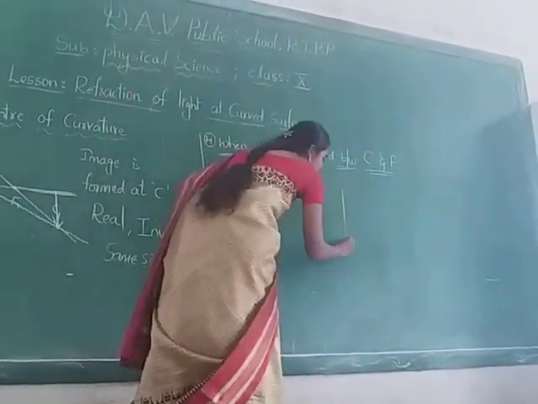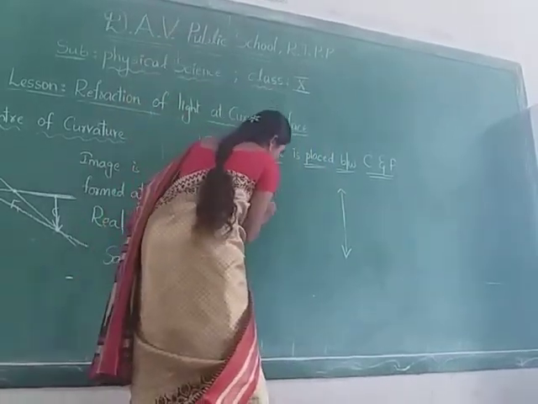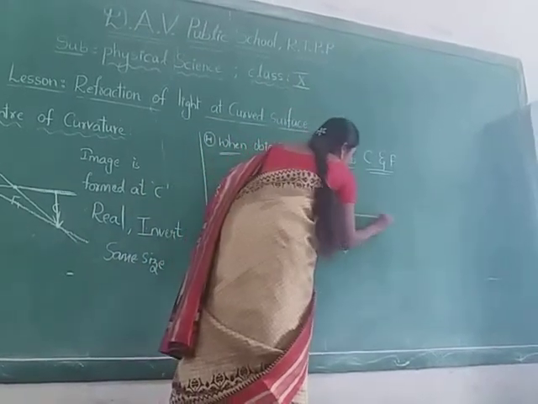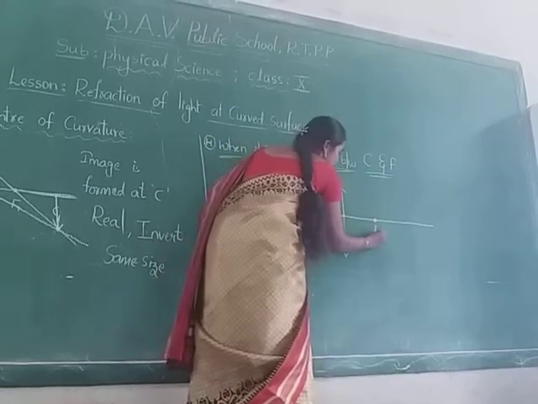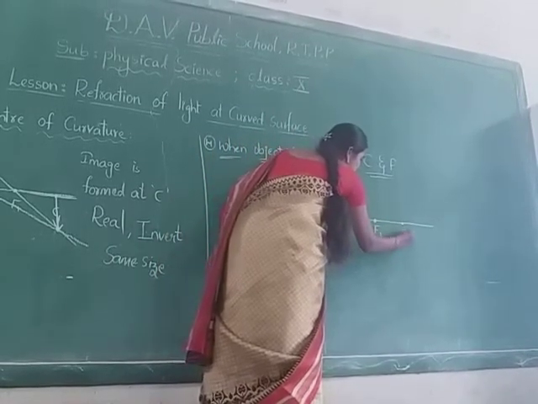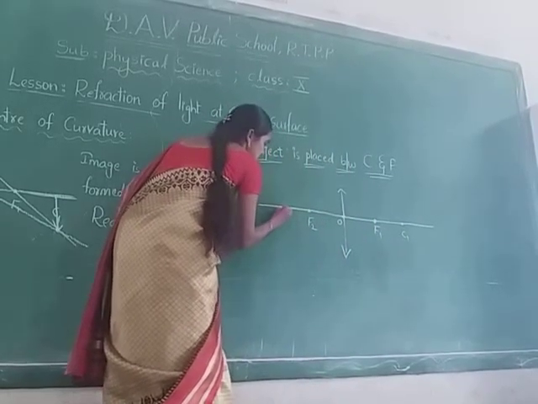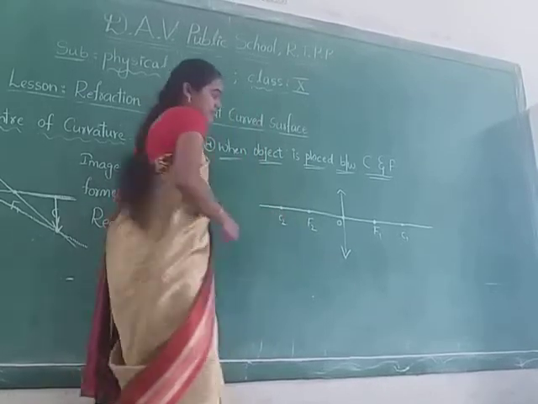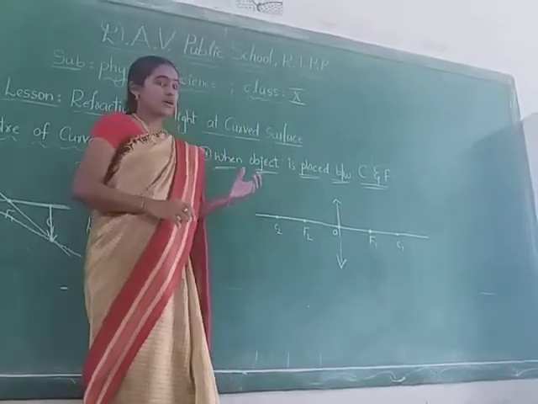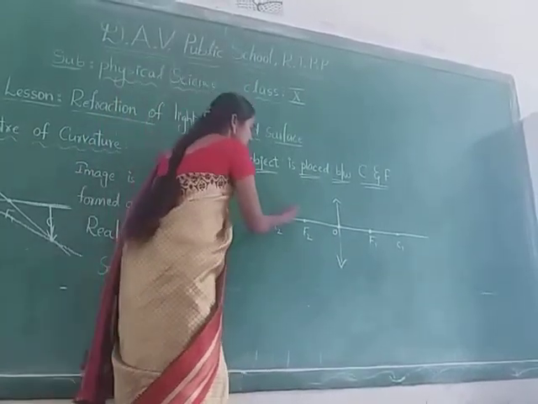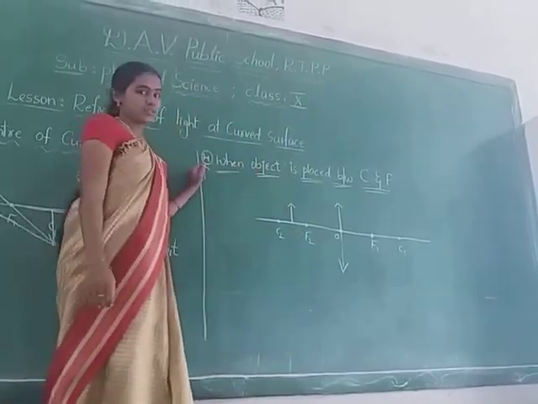What we have to do? We have to draw the lens, and then we have to draw the principal axis. This is the center of curvature. To get better results, we have to maintain equal distances. If we take a scale, it will be accurate. Now we have to take the object between the center of curvature and the focus point.